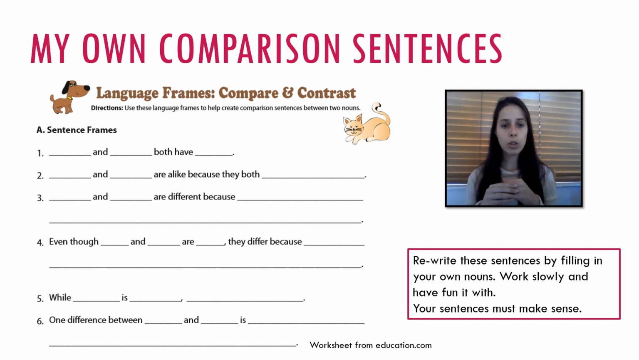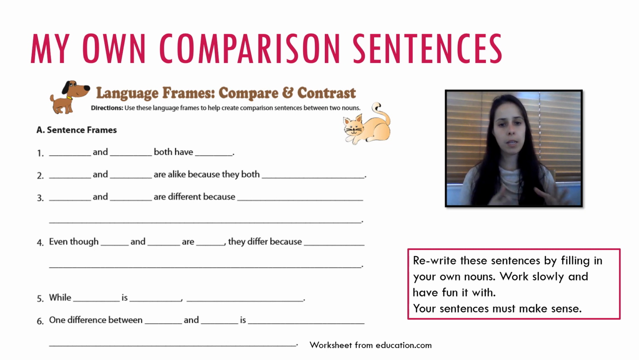So A, you've got sentence frames, something and something both have. You can choose whatever you like. Animals or objects. An example that I'm going to use that you and I can't use because I've already said it. Because I've got a picture of a dog and a cat there, I can say dogs and cats both have fur. Okay, so you can compare any type of animal or object you like.